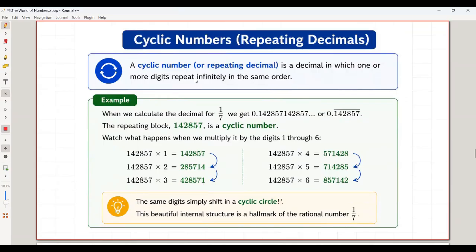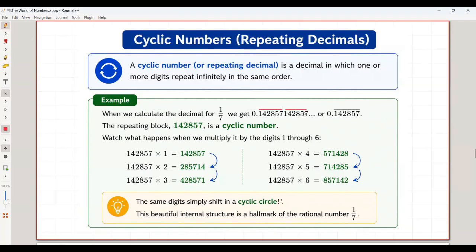Next one is cyclic number. A cyclic number is a decimal in which one or more digits repeat infinitely in the same order. For example, if you divide 1 by 7, we get 0.142857, and again 142857, it's repeating.